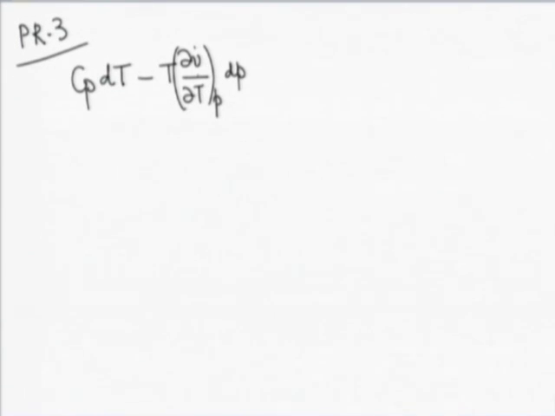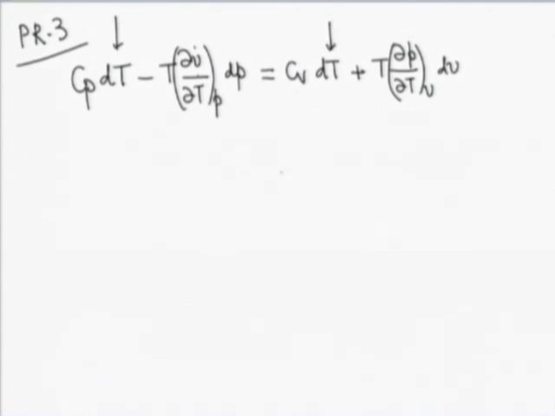Okay. The second TdS equation's right hand side, Cv dT plus T partial of P with respect to T at constant V dV. Am I right? Yes. Now notice that we have a dT here on the left hand side and right hand side, and we have a dP here and we have a dV here. Let us rewrite this equation with dT on the left hand side and dP and dV on the right hand side. And finally, I want to consider T as a function of P and V.